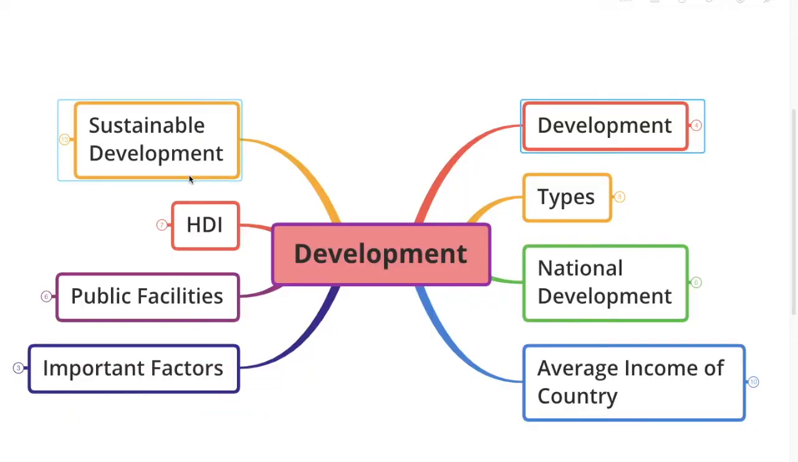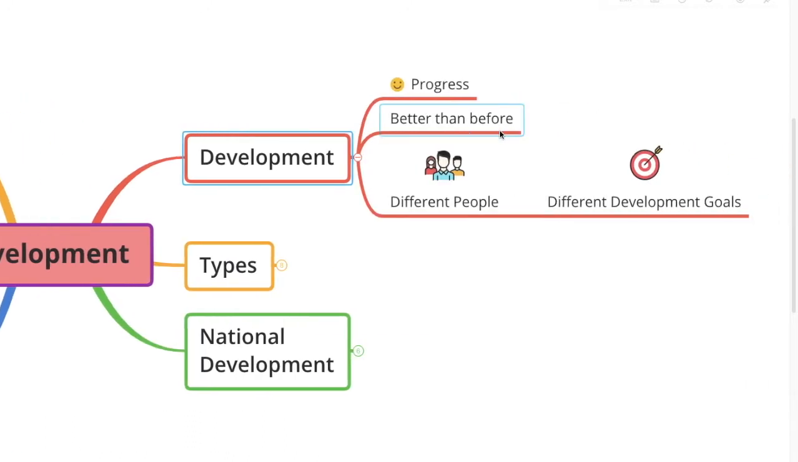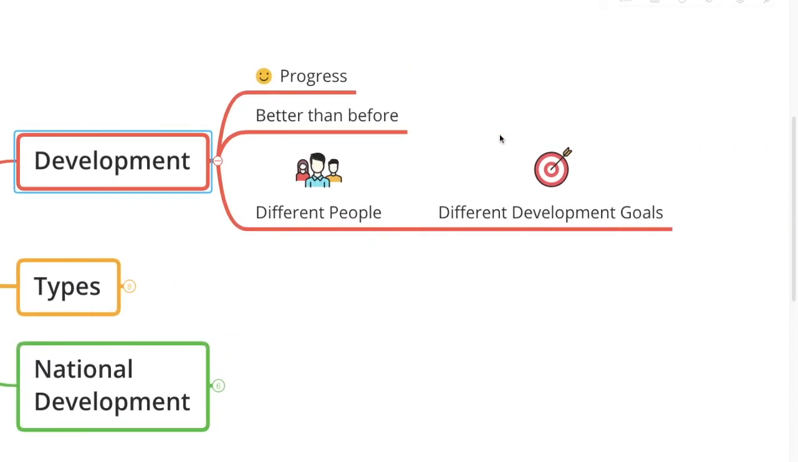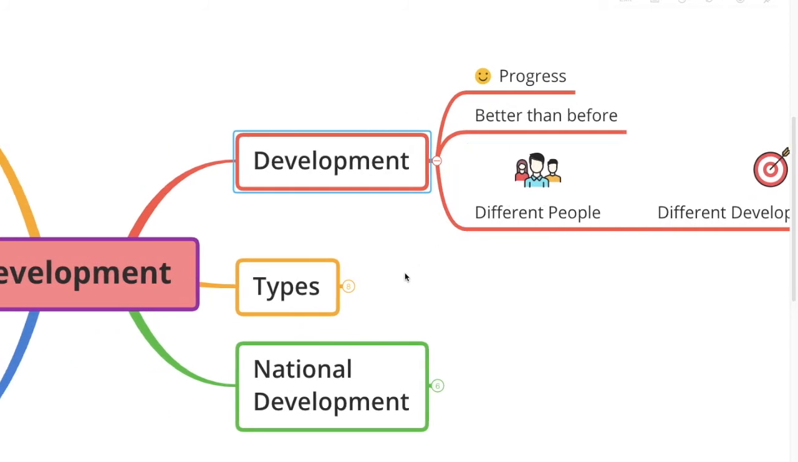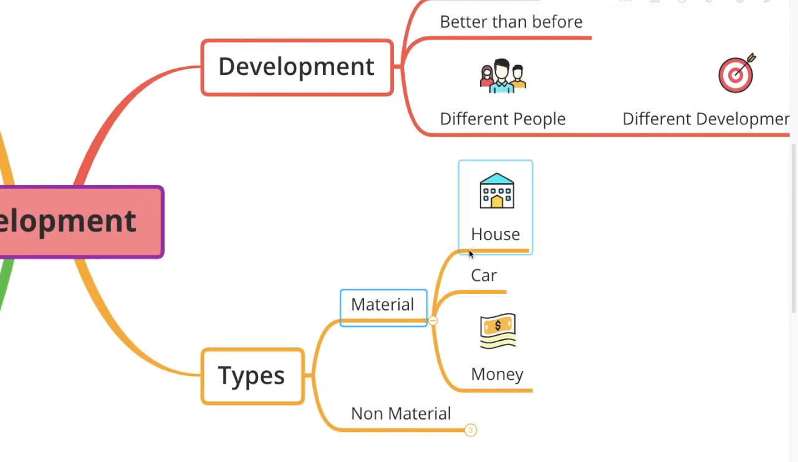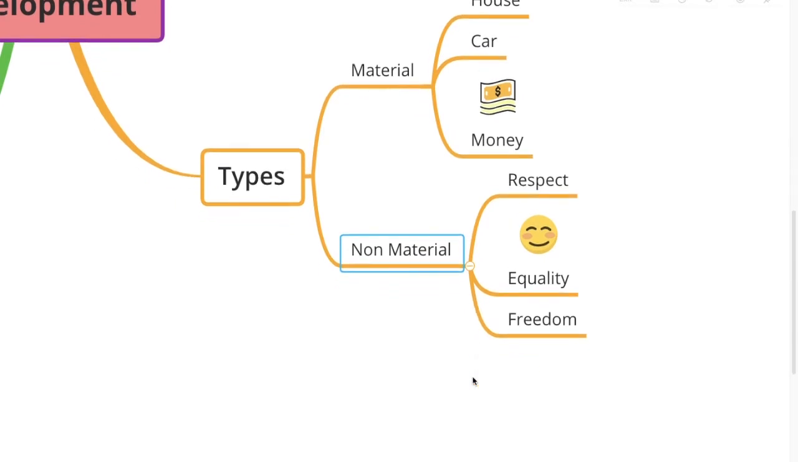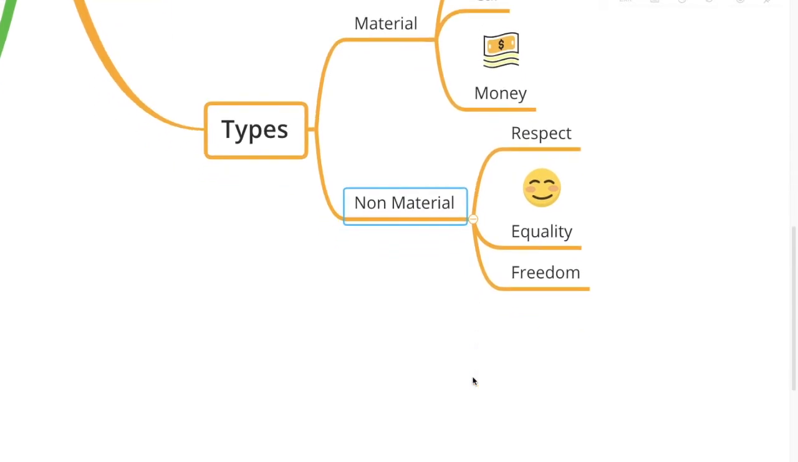Let's look at what is development. Basically, it's progress, something that can be better than before. Now, different people will have different development goals. Basically, there are two types: material and non-material goals. Material goals will be house, car, money, etc. Non-material will be respect, equality, freedom, etc.